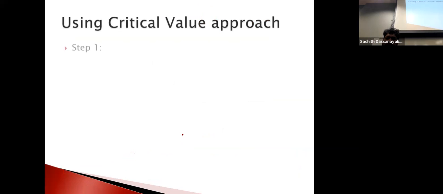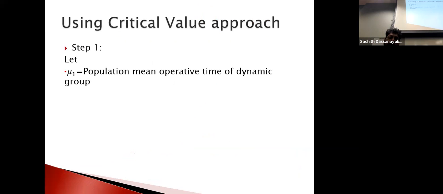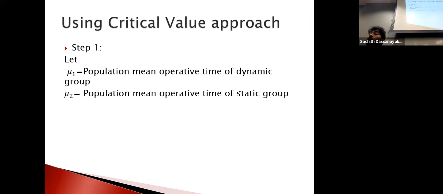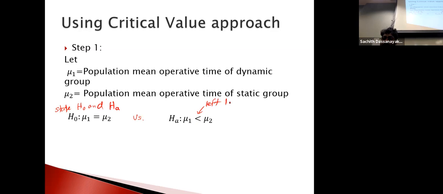Let's use the critical value approach. Step 1, define your mu1 and mu2. Mu1 is the population mean of operative time of the dynamic group. Mu2 is the same thing for the static group. Then state H0 and HA. That's what they have done here, this versus this. H0 is always mu1 equals mu2. Since this is a left tail test, HA is a less than.